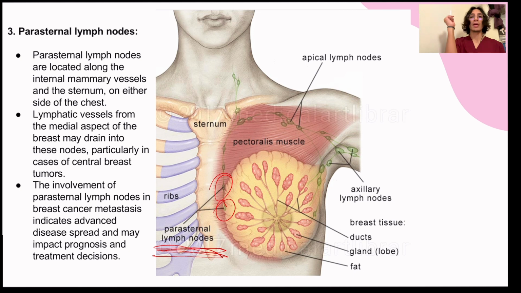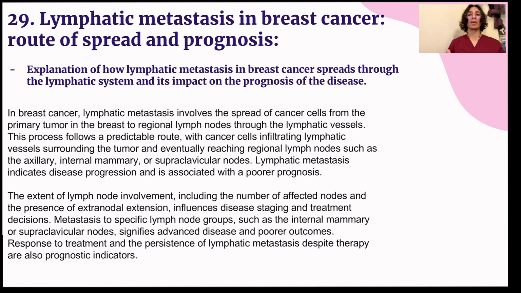Parasternal lymph nodes are located along the internal mammary vessels and the sternum on either side of the chest. Lymphatic vessels from the medial aspect of the breast may drain into these nodes, particularly in cases of central breast tumors. The involvement of parasternal lymph nodes in breast cancer metastasis indicates advanced disease spread and may impact prognosis and treatment decisions.